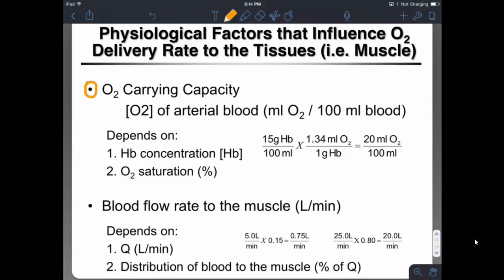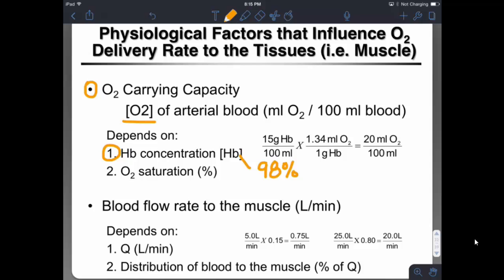This tells us how much oxygen we can carry in the blood, or another way of calling it is the oxygen concentration of arterial blood. And this depends on two factors. The primary factor is how much hemoglobin is in the blood, because hemoglobin is what carries most of our oxygen. About 98% of our oxygen is carried on hemoglobin. So the more hemoglobin you have, the more oxygen you can carry.